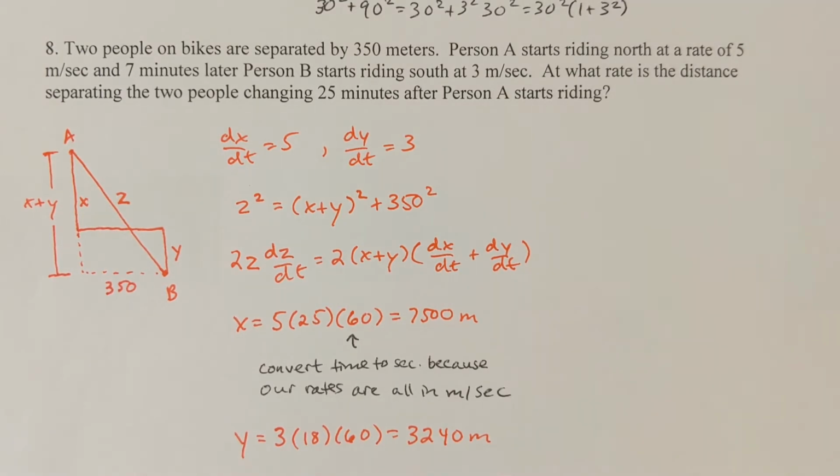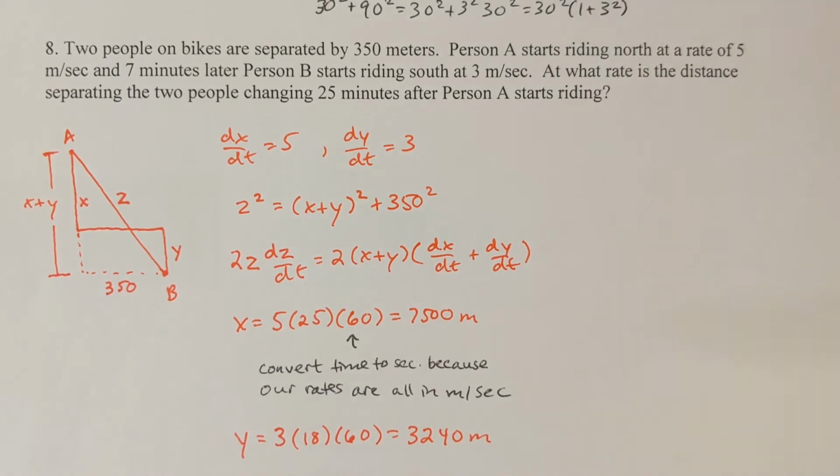Let's take a look at problem 8. It says 2 people on bikes are separated by 350 meters. Person A starts riding north at a rate of 5 meters per second, and 7 minutes later, person B starts riding south at a rate of 3 meters per second. At what rate is the distance separating the 2 people changing 25 minutes after person A starts riding?